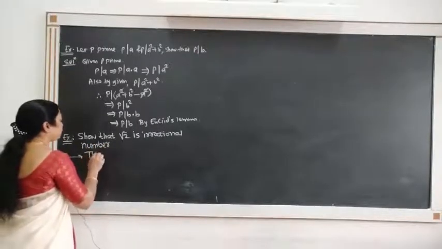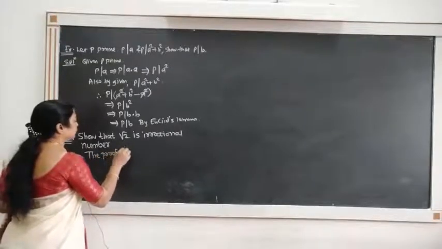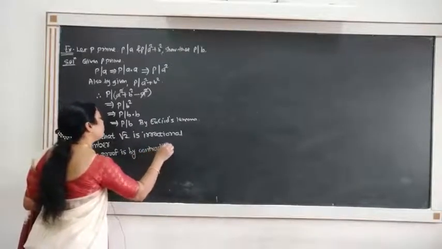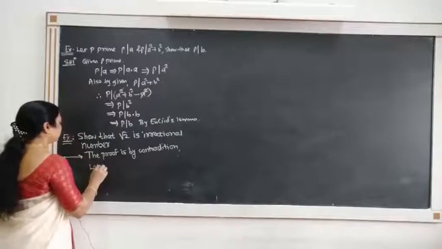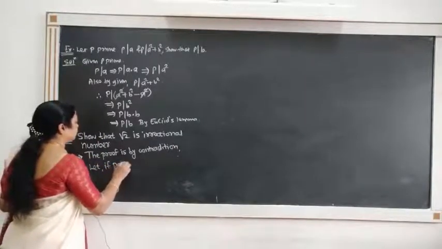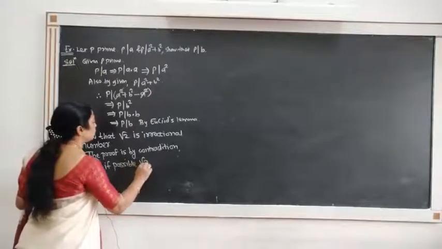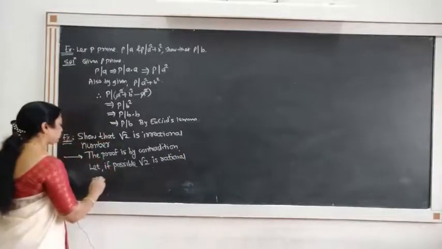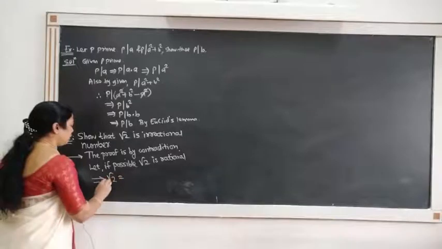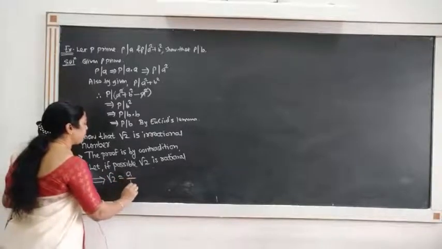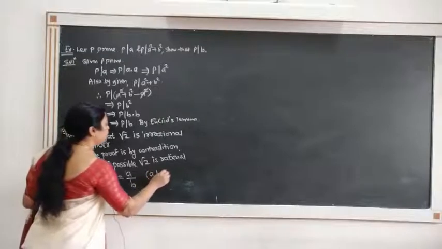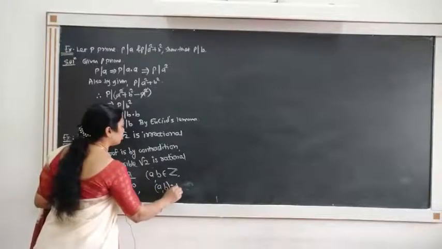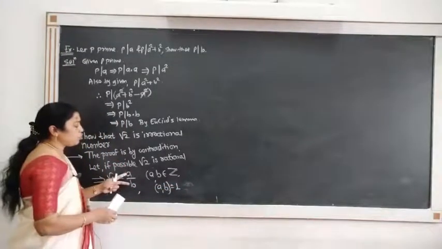The proof is by contradiction. So let it be possible that root 2 is rational. Root 2 is rational means it can be written in the form a by b, where a and b are integers, and we assume that the GCD of a and b is 1. So there is no number common to a and b.